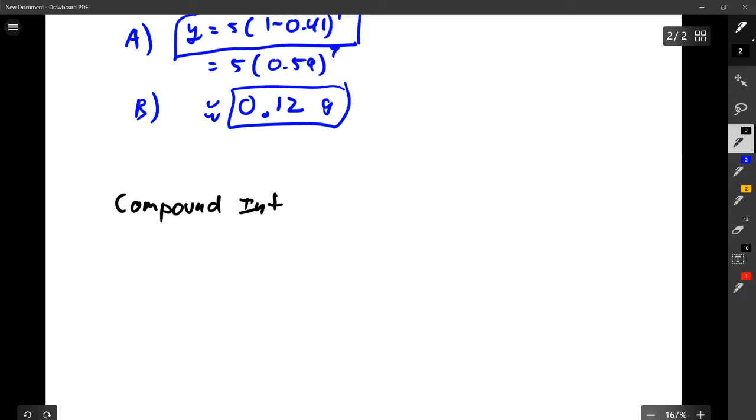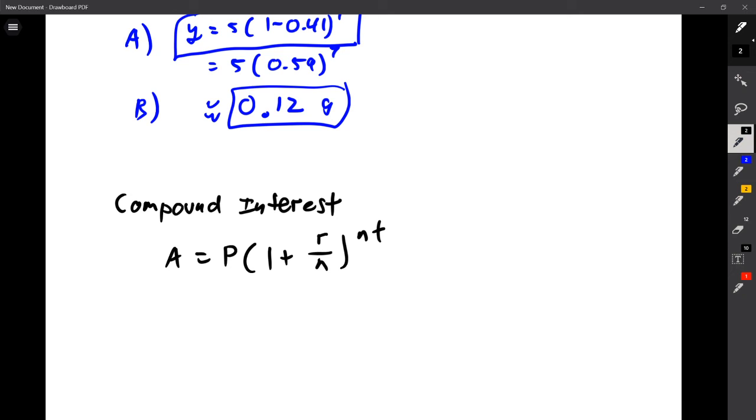Compound interest. It's the exact same formula that we've been dealing with, just slightly represented in a different way to make it specific to compound interest. So what we have here is A equals P times (1 plus R over N) to the NT.